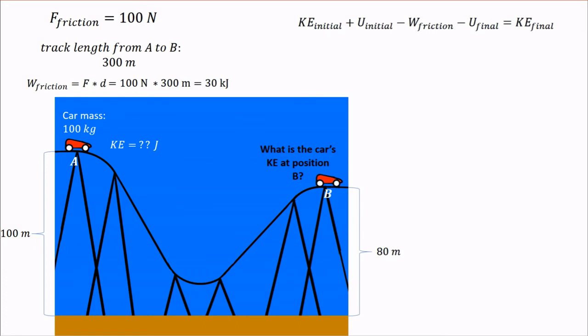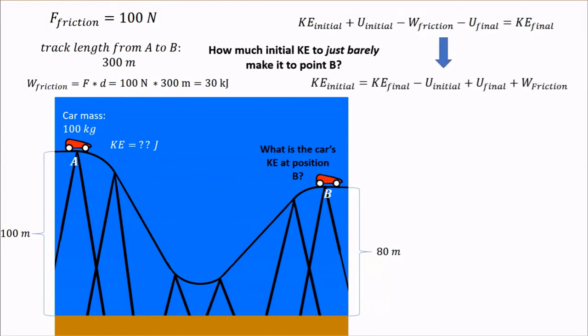Perhaps a better question for us to ask, then, is how much initial kinetic energy must the car have in order to just barely make it to point B? Go ahead and try to work this one out yourself. To solve this problem, we just need to consider the same equation we already had, and this time, solve for the initial kinetic energy. We also need to realize that for the car to just barely make it to point B, that means that the final kinetic energy is 0. The rest of this problem is simply a matter of putting in the correct values and doing the arithmetic. You'll find that the required initial kinetic energy is 10 kilojoules.